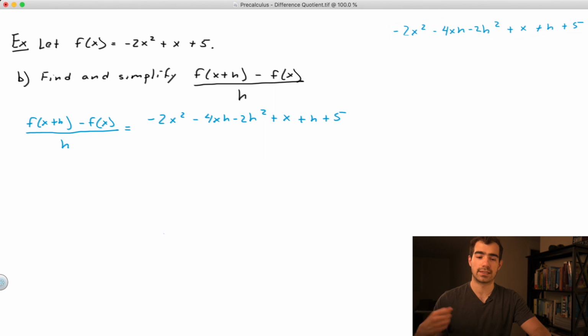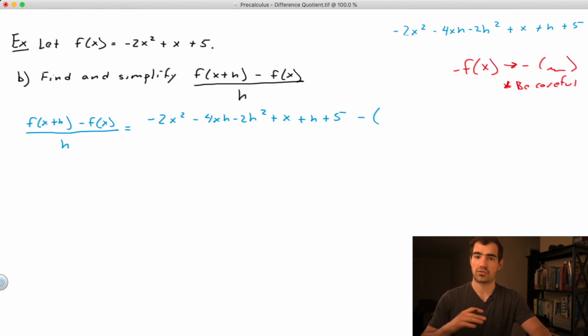Again, this is going to be a really important place to keep track of our parentheses. When we subtract f of x, we're subtracting the quantity f of x, and so we want to make sure we include that entire quantity in parentheses. So again, when we do the minus f of x, make sure we do minus and then put the entire expression in parentheses. So this is really important to be careful with here, because it's a really, really easy thing to forget, and it will drastically change your result in the end if you do forget it. So make sure we always remember to be very careful with our parentheses.